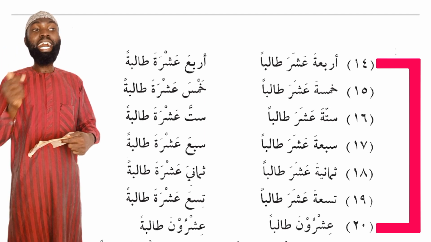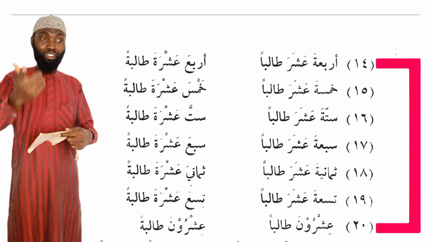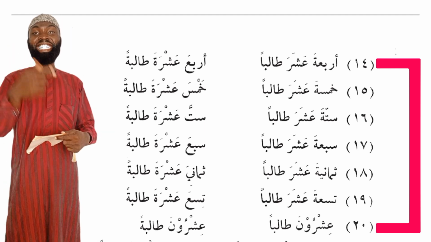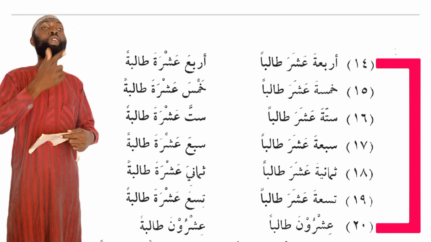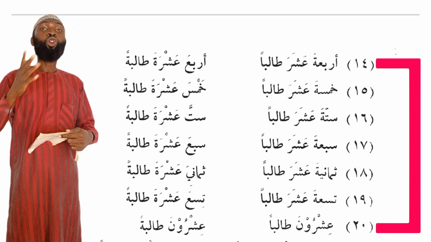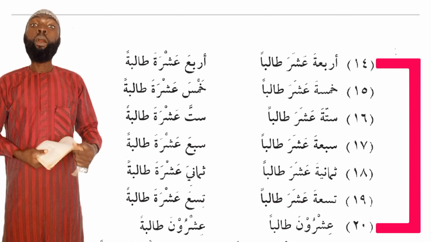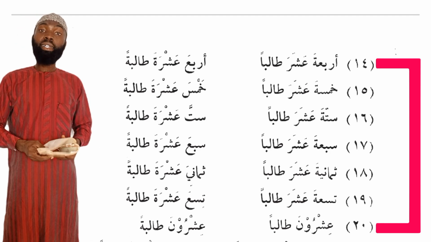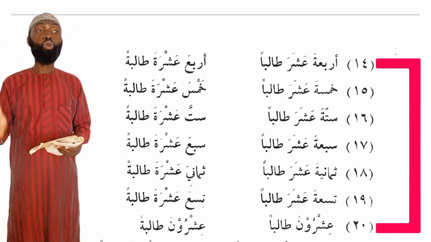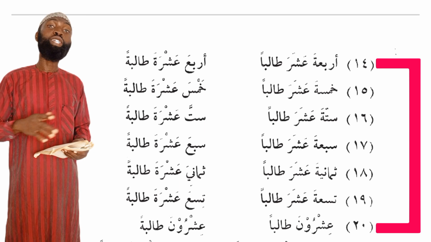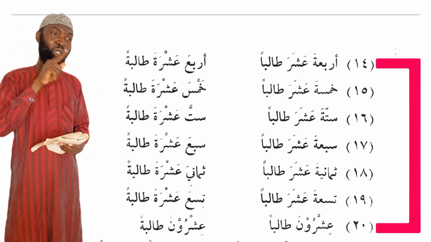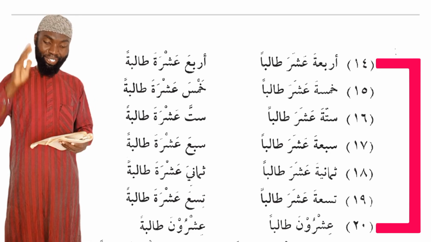18, thamaniyata ashara taliban. Thamani ashrata talibatan. 19, tis'ata ashara taliban. For female students, tis'a ashrata talibatan. Now we come to 20. For number 20, you simply have ishruna. 20 is ishruna, whether for male or for female. So you have ishruna taliban, 20 male students, ishruna talibatan, 20 female students.